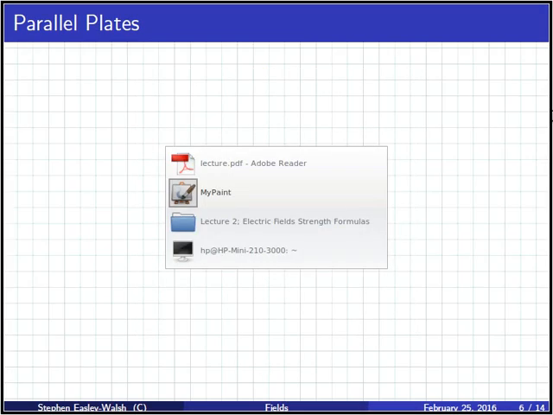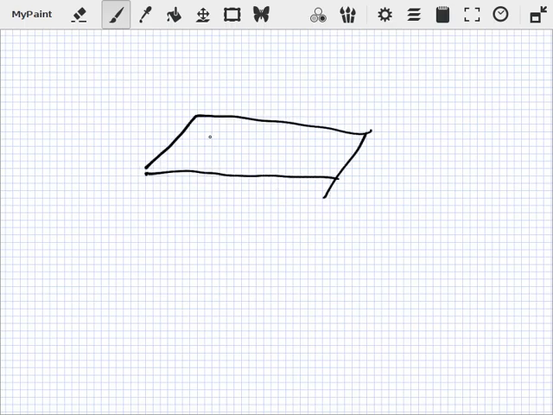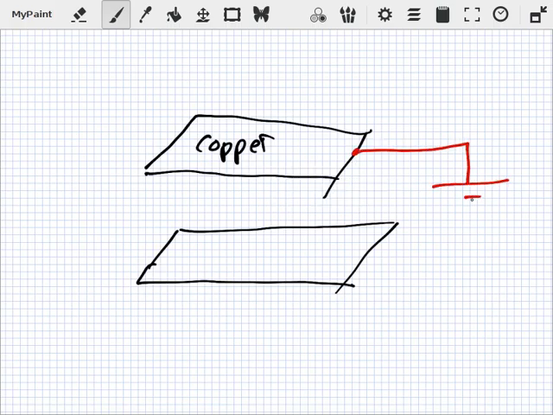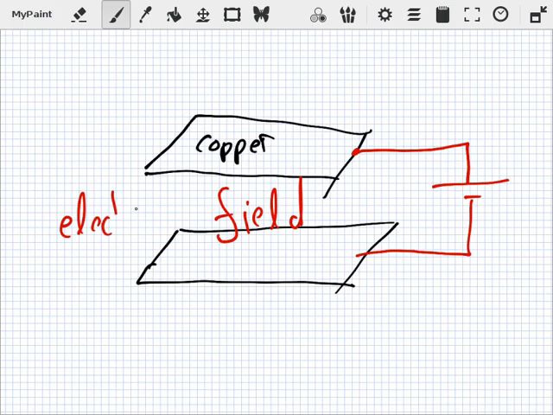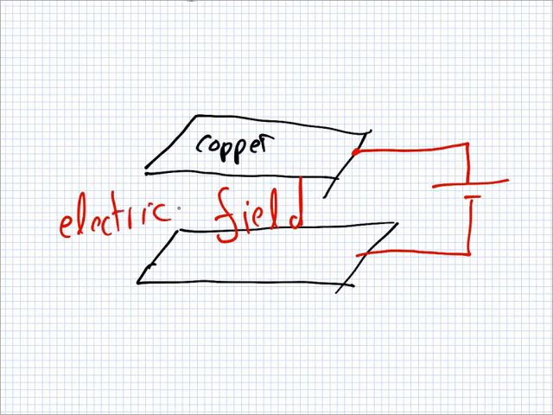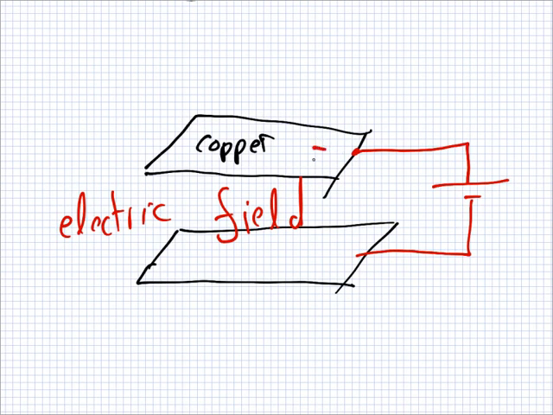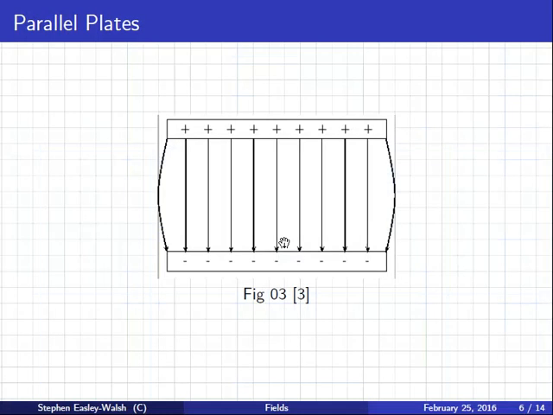Parallel plates. So, there is another interesting way to make a field. If you have a plate, something like copper, for example, and you have another one here, and then you put it to a battery, you can make a field inside here, an electric field. So, the real picture looks like this. So, in my picture, this is positive and this is negative, and there's a field going straight down like this. This is ugly, but if you want, that's fine. This is what you would need for the exam, though.